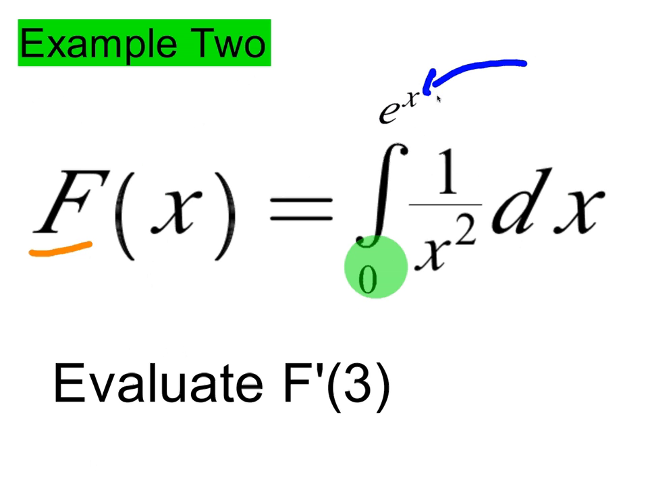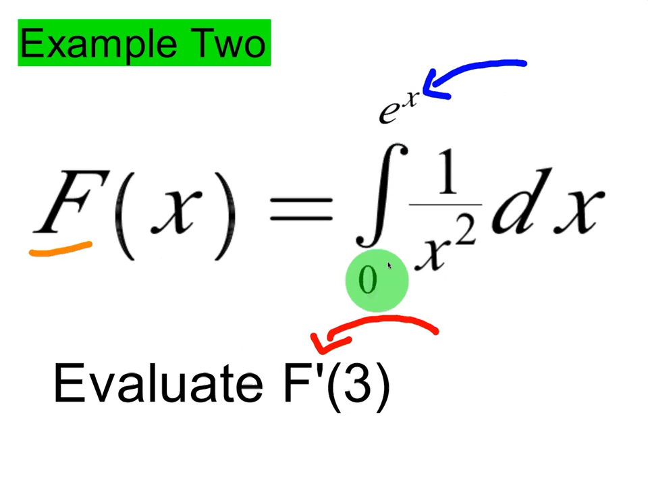It's when one or both of the limits is a function itself. Now this lower limit is a constant number 0, but this upper limit is a function, e to the x. So this is our antiderivative function. It's equal to this. And what we want to ultimately do is evaluate big F prime of 3. Now you really know that you're dealing with fundamental theorem when you're taking the derivative of the antiderivative when the limits are functions.